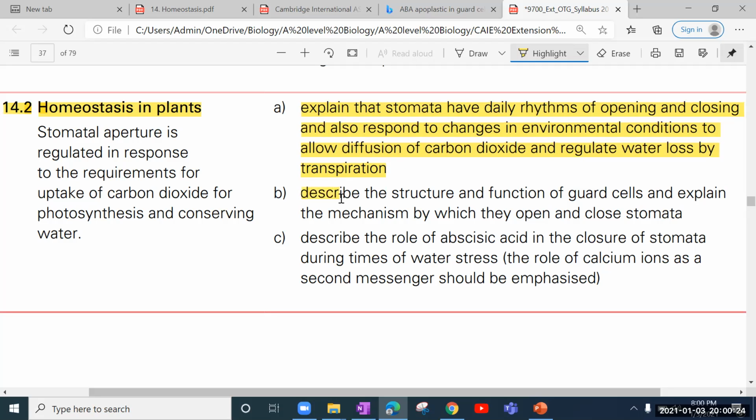You will also be describing the structure and function of guard cells and explain the mechanism by which they open and close stomata. And lastly, we'll talk about the role of abscisic acid in the closure of stomata during times of water stress, and the role of calcium ions as a second messenger should also be emphasized. So these are the learning objectives, and let's start then.